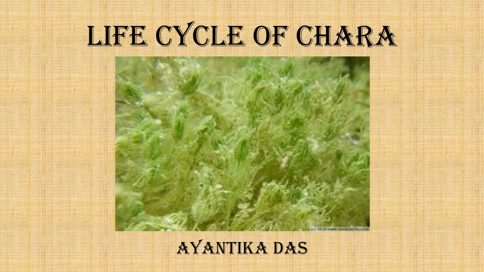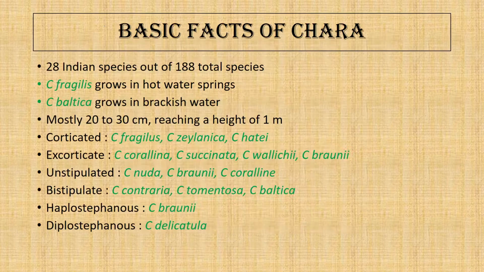Also, Chara being a pioneer species, cannot be found in eutrophied water, where it is succeeded by other angiospermic plants, and Chara dies out due to the shading effect of angiospermic plants that grow luxuriantly in high nitrogen and phosphorus level water. So in this video, I will be discussing the life cycle of Chara. Some basic facts about Chara.